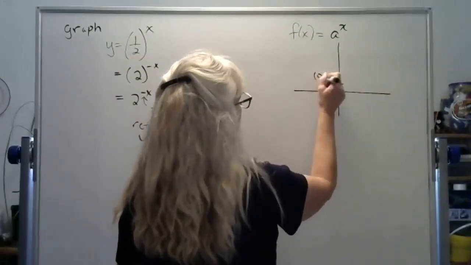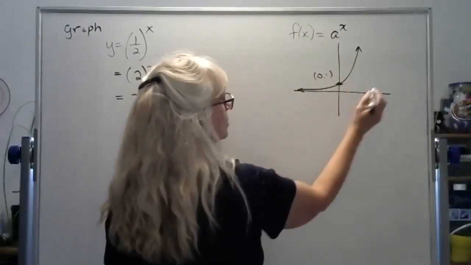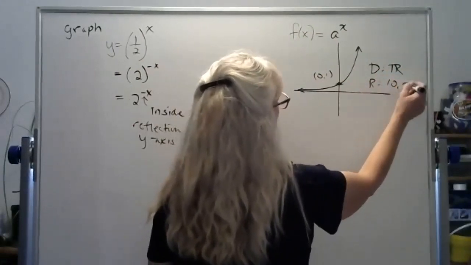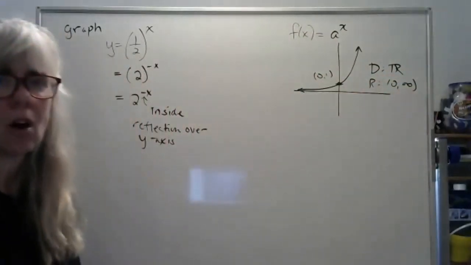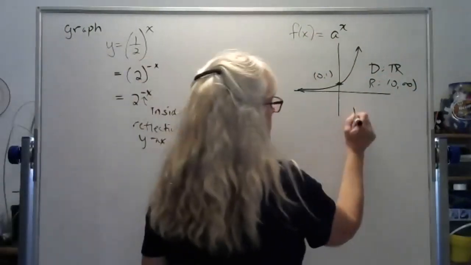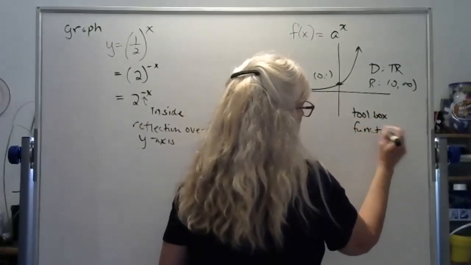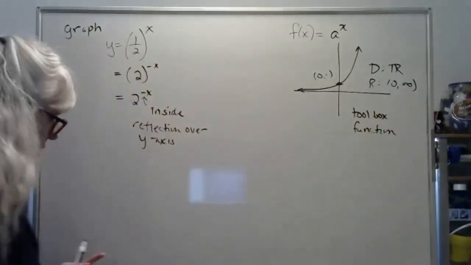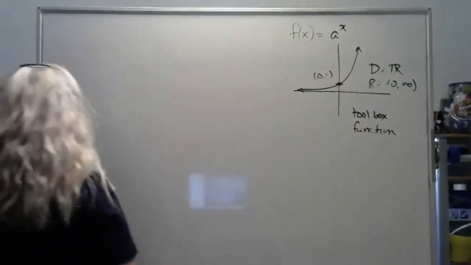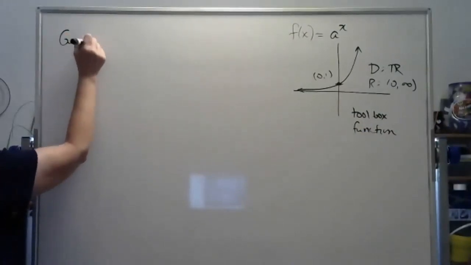It goes through the point 0, 1 and increases without bound. So this is the typical graph, with its domain and range. Regardless of the base, as long as it doesn't have a negative exponent, the graph is going to look like this. So we're adding this to our toolbox functions. This is now a toolbox function. When you leave our class, these are the graphs you know. So now we'll graph using transformations. And it gets a lot quicker.